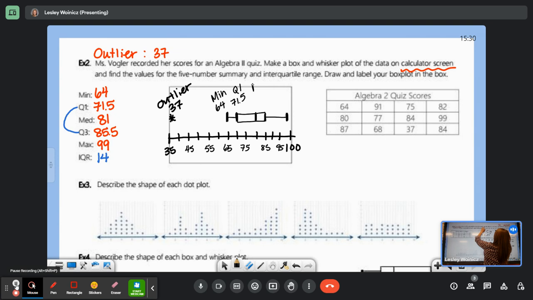Okay, this one's the quartile 2, 81. And we got Q3 is 85.5. And then this is max of 99. Okay, thanks. We're done.